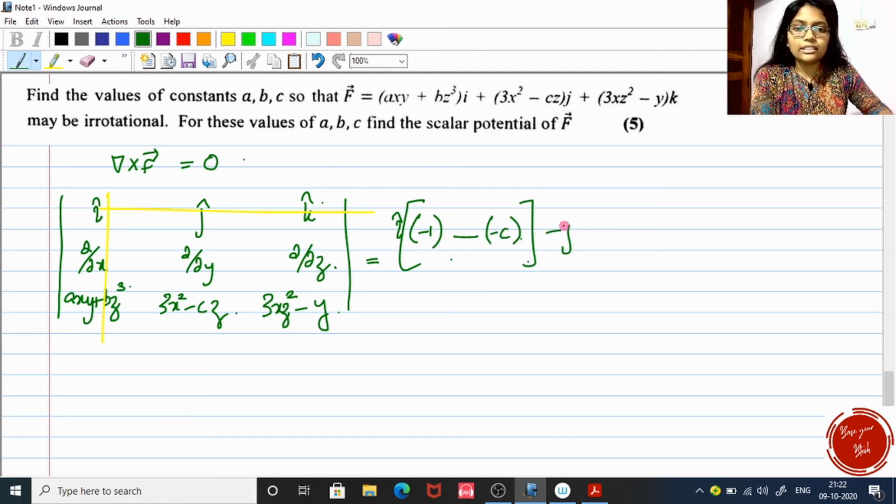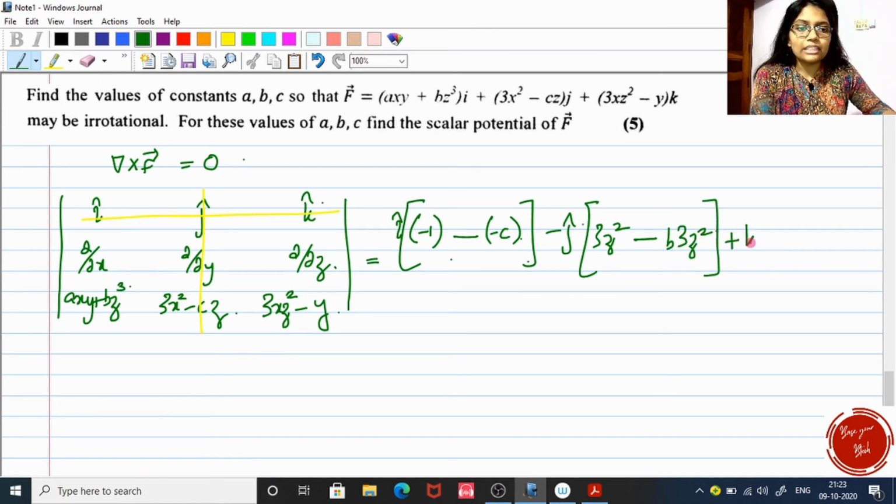Close it. Minus j cap into, now cross these two vectors, I mean this column and this row. So we get dou by dou x of 3xz square minus y, isn't it? Dou by dou x of 3xz square is, just take the constant outside, 3z square, and dou by dou x of negative y is simply 0, minus dou by dou z of this quantity. When we take the derivative with respect to z, axy is just 0 because x, a, y everything is constant, and bz cube. Dou by dou z of bz cube is b into 3z square.